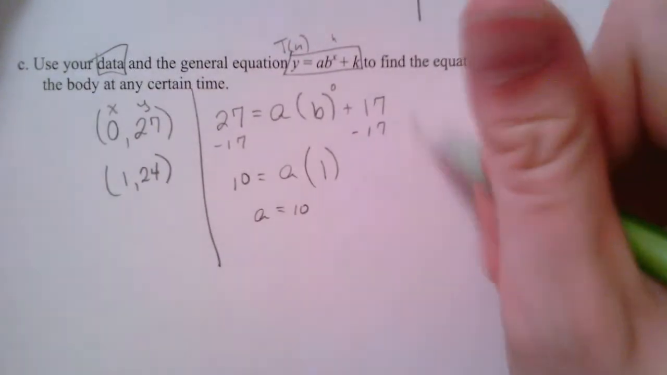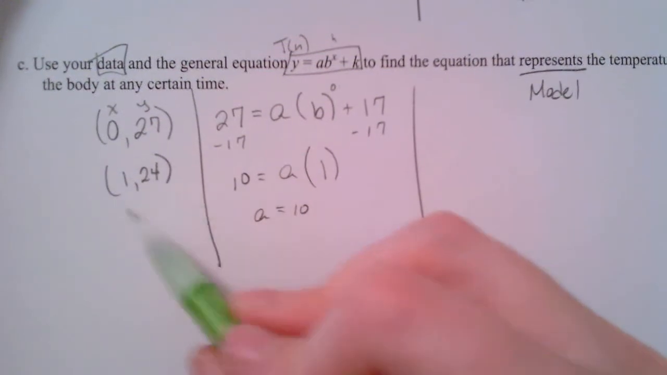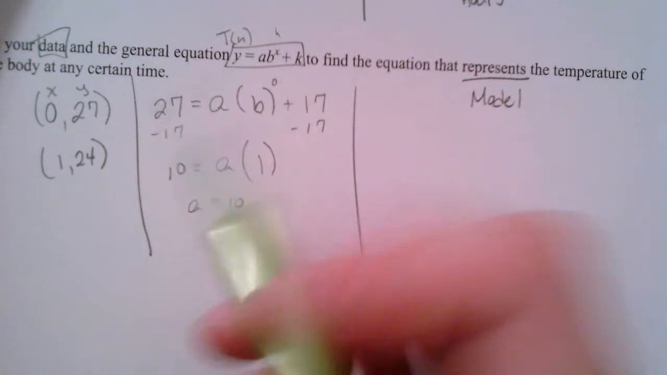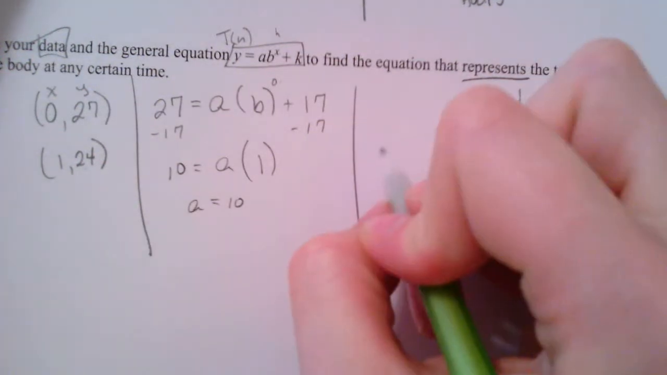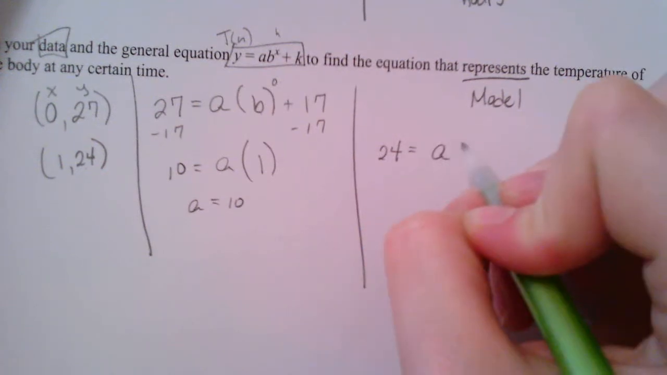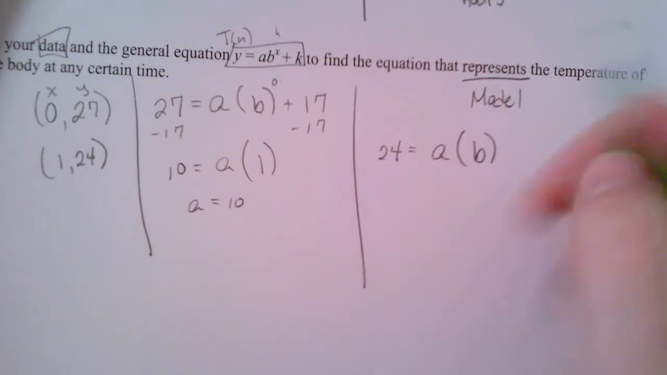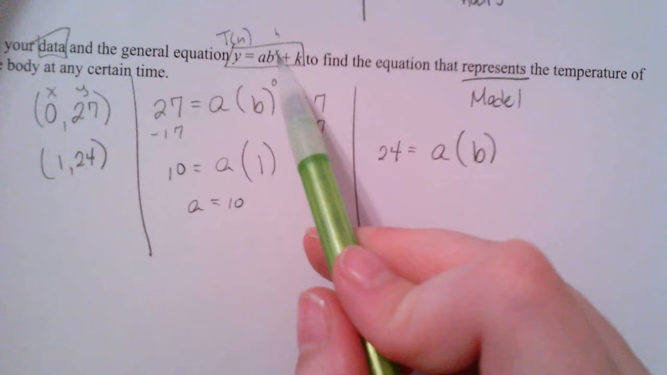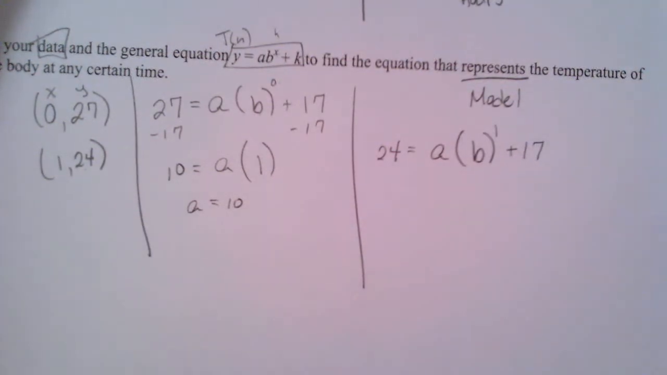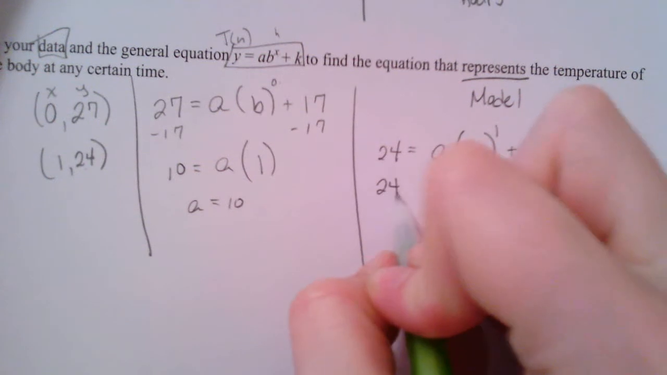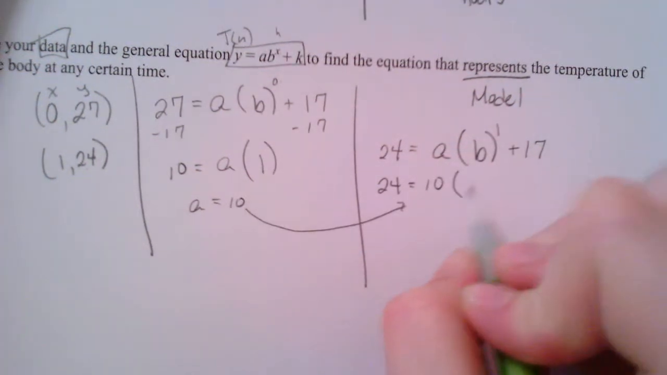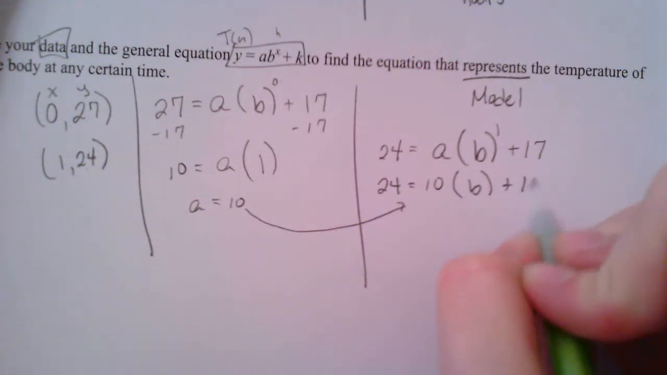All right, now I'm going to set up our other equation using the other point and this new piece of information I just found. So in this case, y is equal to 24. And then a is 10. I'm not going to plug it in just yet because I like to see the point first. x is 1. And then k is 17. So if I want to plug in my a value, which I just found from over here, it would look something like 24 equals 10 times b plus 17.